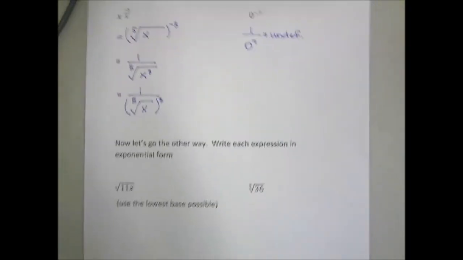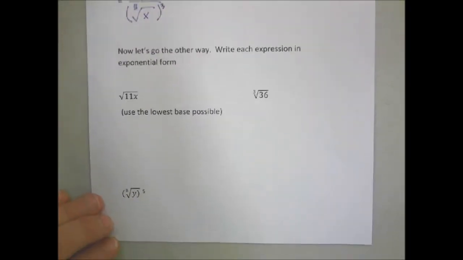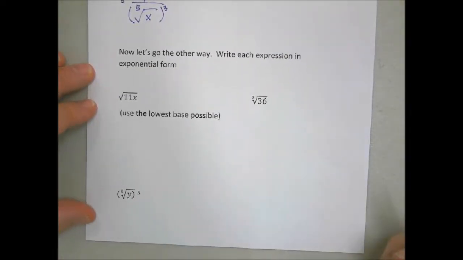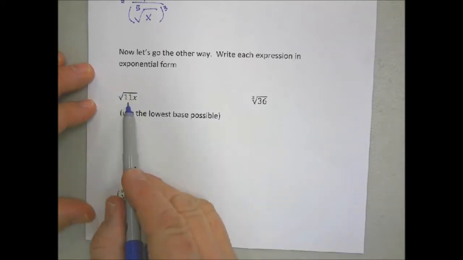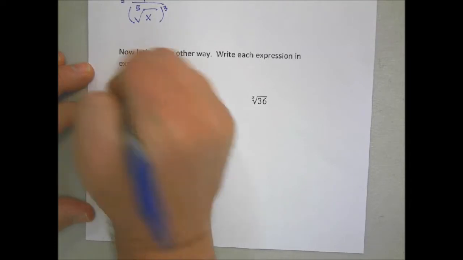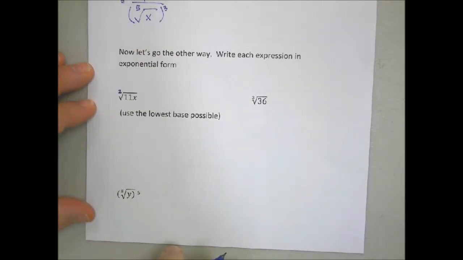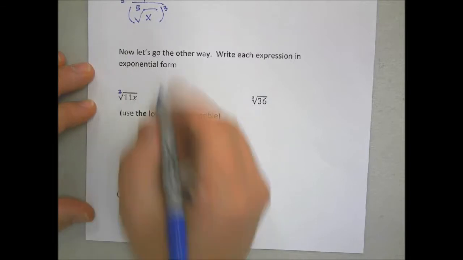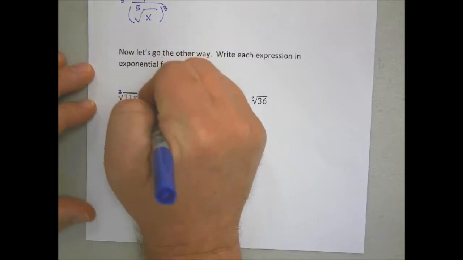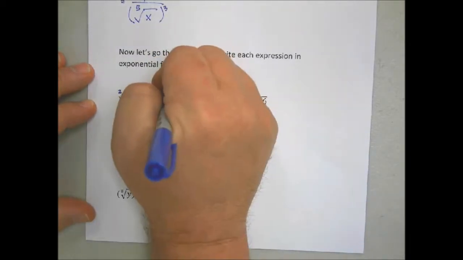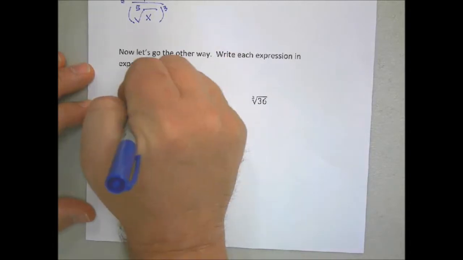Okay, now let's go the other way. Let's go from radical form to exponential form. In this problem, I'm taking the square root of 11x. If you want to put that 2 up there to help you, might not be a bad idea. Anything being square rooted is the same thing as it taking to the 1/2 power. So all it means is I've got 11x as my base, and I'm raising it to the 1/2 power, and that's it.